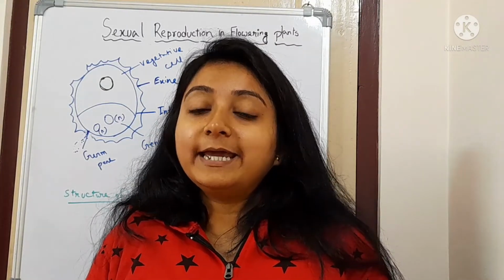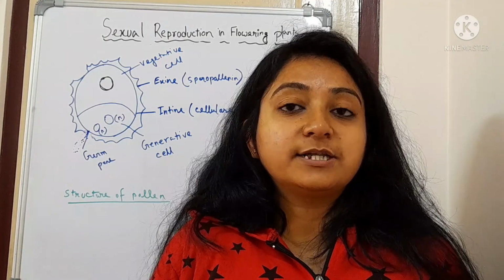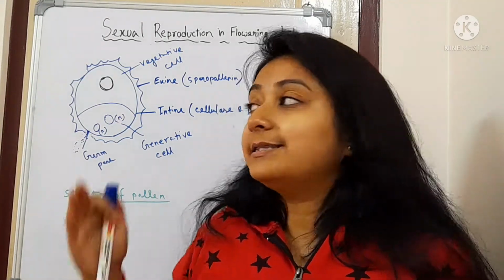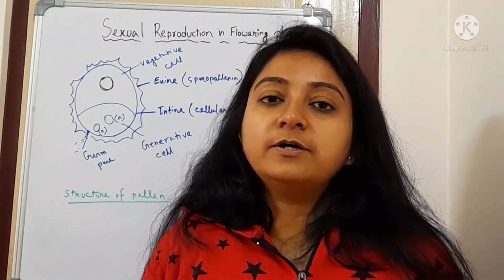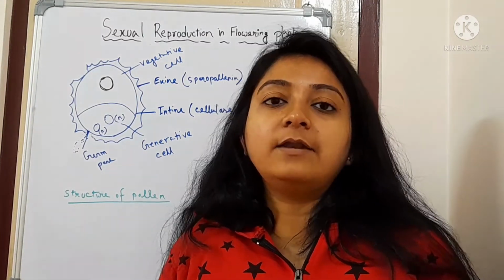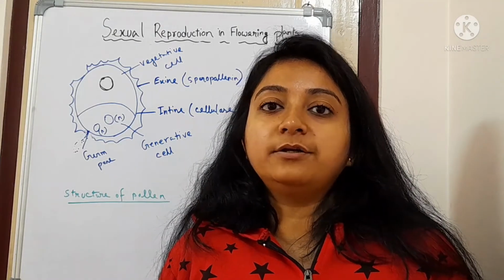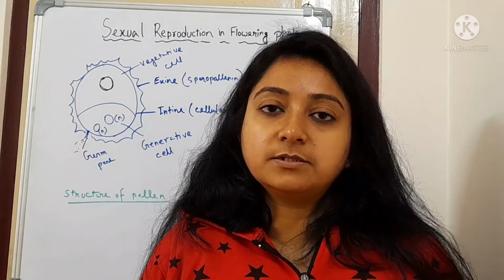And they can be stored at minus 196 degrees Celsius, that is, in liquid nitrogen. They can be stored for a longer period of time, so that whenever it is required for a fertilization event, we can bring the pollen grains out of storage and carry out the fertilization accordingly.